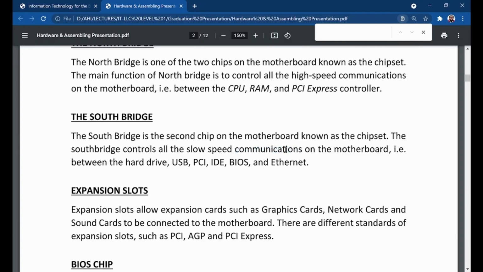Every communication on the computer is controlled by a chip. Now there are two main chips on the computer that control all communications. The north bridge controls the high speed components, and the south bridge controls the low speed components.